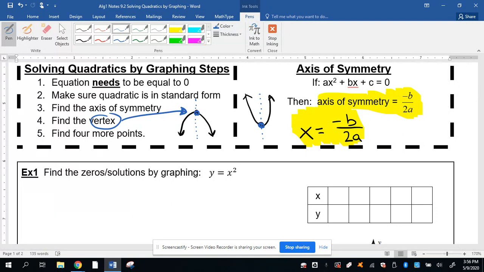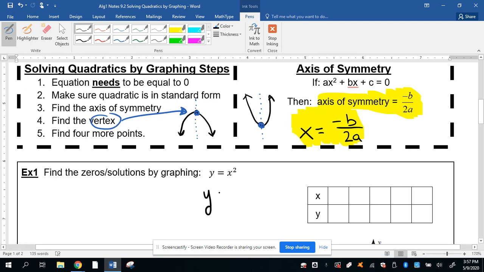So sometimes you'll be told find the zero of this parabola, find the roots of this parabola, or find the solutions. And so it just means the same thing. Where does it hit the x-axis, or in other words, if it equals 0, what are the answers? So the first thing we're going to do is rewrite our equation.